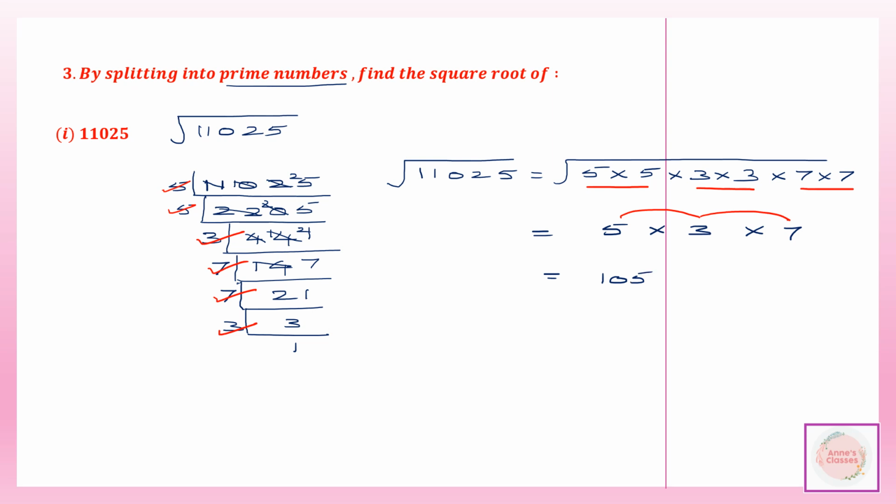That means we have found the square root of 1125 and that is 105. So this is our answer. Now you can check this answer and see if this is correct. How can you do that? You multiply this twice. 105 into 105. You should get this answer. Then you know that this is correct.